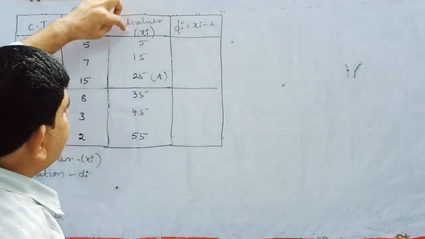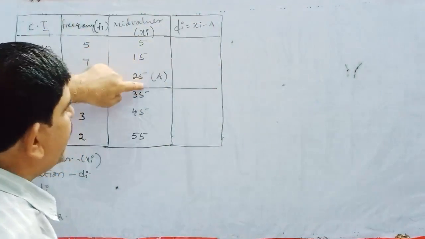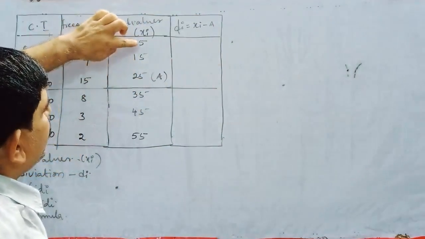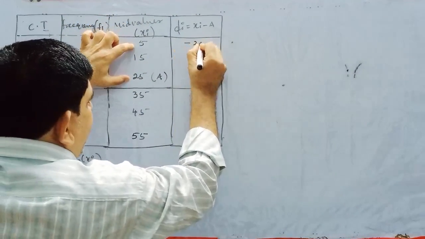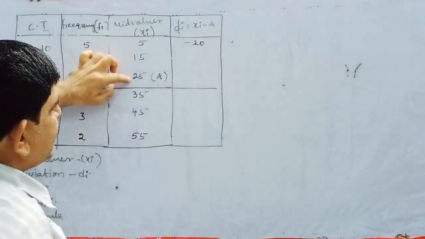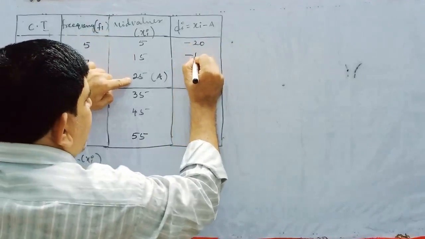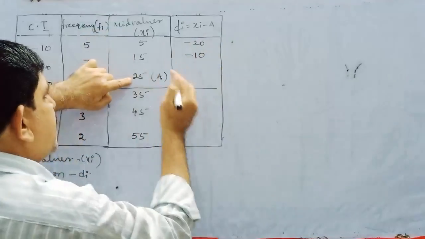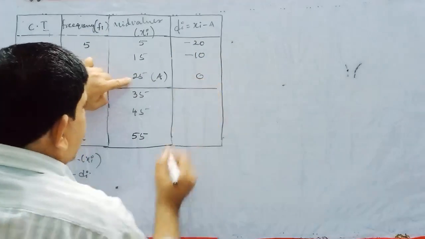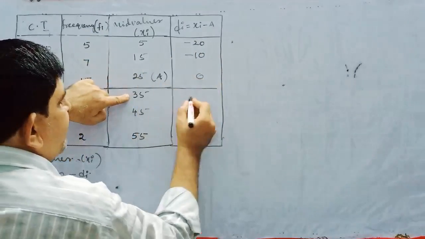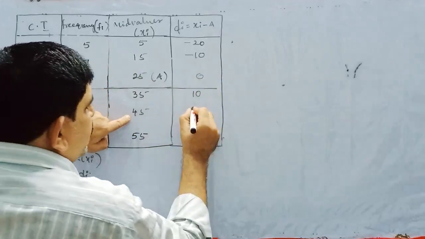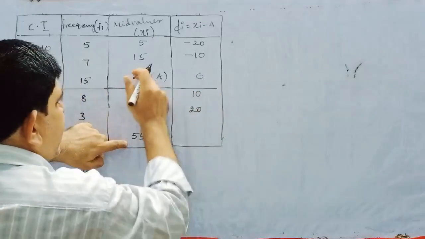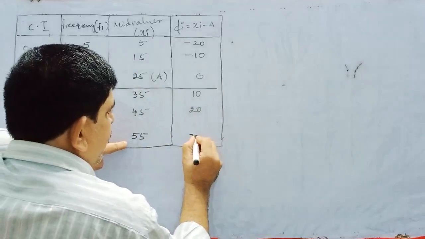Now xi is mid values, a is 25. So 5 minus 25, that is minus 20. 15 minus 25, minus 10. 25 minus 25 itself is 0. Next one, 35 minus 25, 10. 45 minus 25, 20. 55 minus 25, 30.